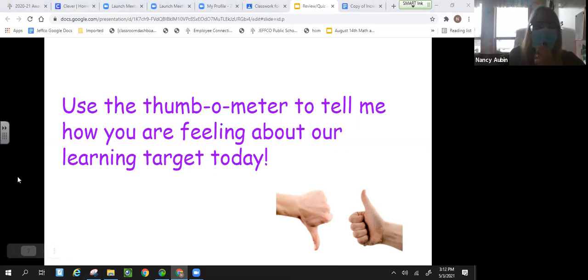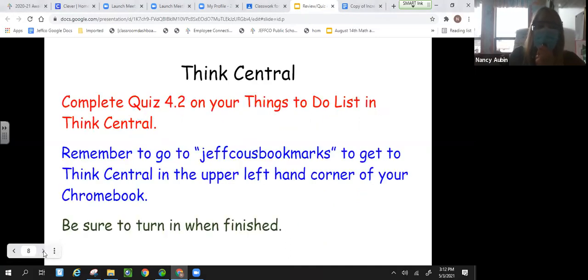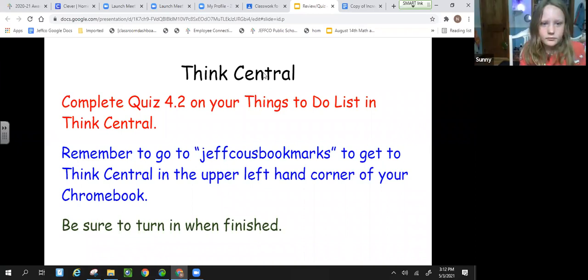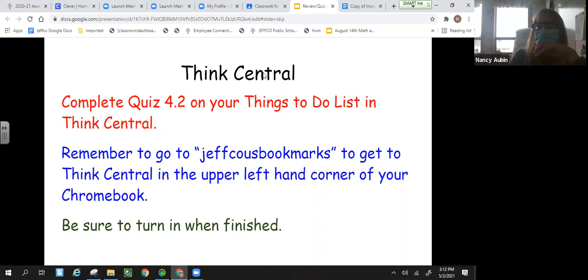This is on your Think Central today. Please complete quiz 4.2 on your things to do list in Think Central. Be sure to turn it in when you're finished, and good luck, mathematicians. Keep your boards or get your math spirals. Should we stay on? You don't have to stay on, but you have to do the quiz.